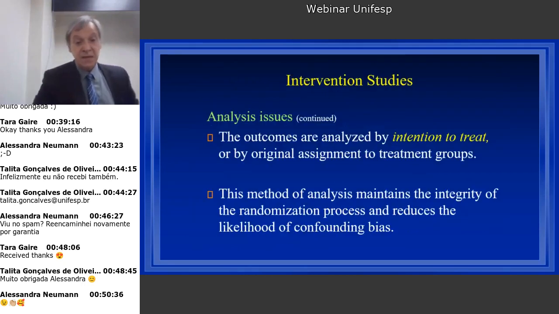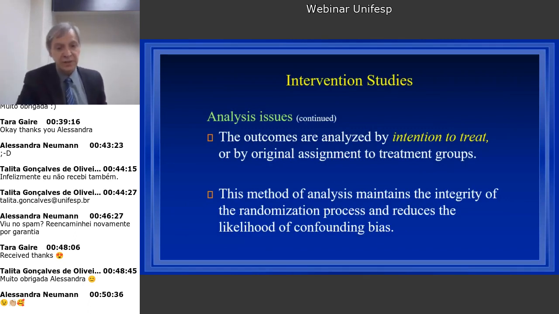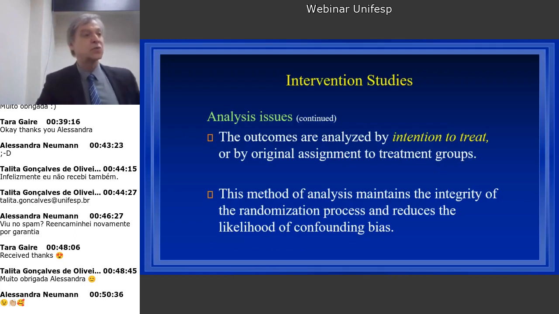Okay, to estimate. Let's go a little bit more about intention to treat. Outcomes analyzed by intention to treat, or by original assignment to treatment groups.